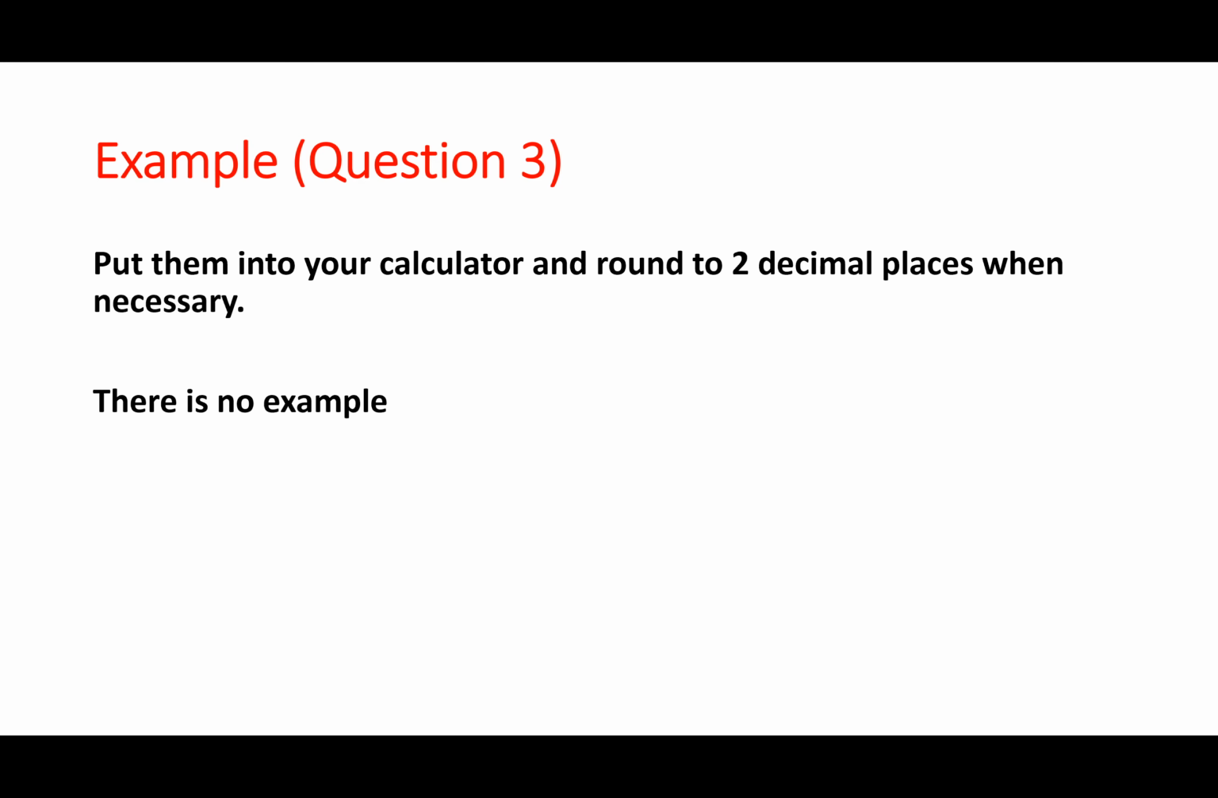Literally just put the square root button and then a number in, and then press equals, and then round to 2 decimal places. That's it. There's nothing hard about that. Okay. Questions or examples from 4 to 6.